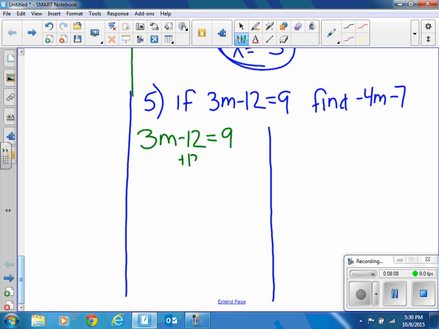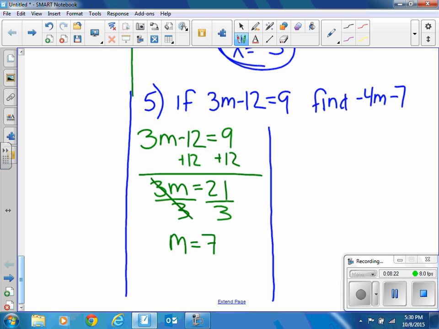Add 12 to both sides. We get 3m is equal to 21. Divide both sides by 3. Sorry, that's the late bell. Divide both sides by 3. m is equal to 7.